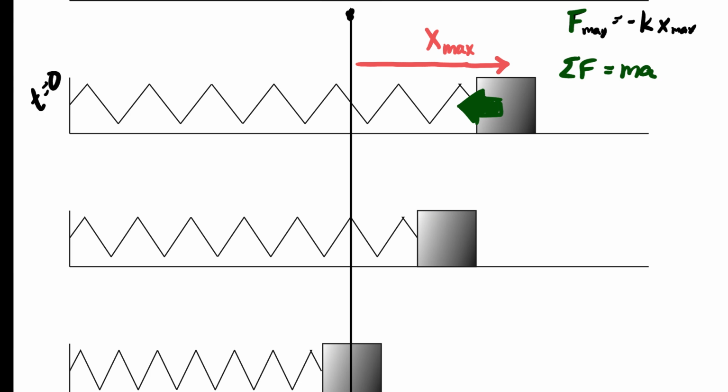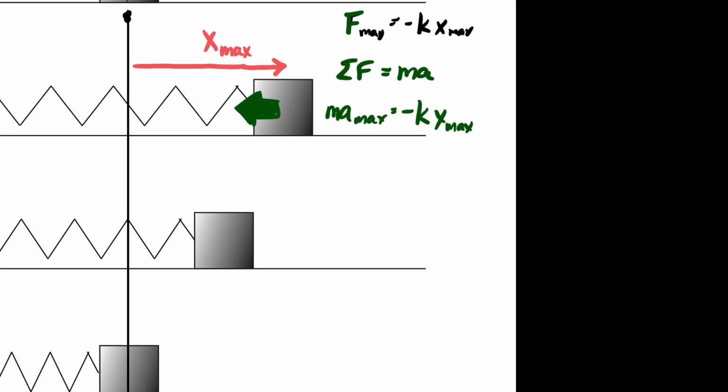In fact, we can say m a_max has to equal minus k x_max. This gives you a way to solve for what a_max is going to be. In fact, not hard to do. a_max has to be minus k over m times x_max.